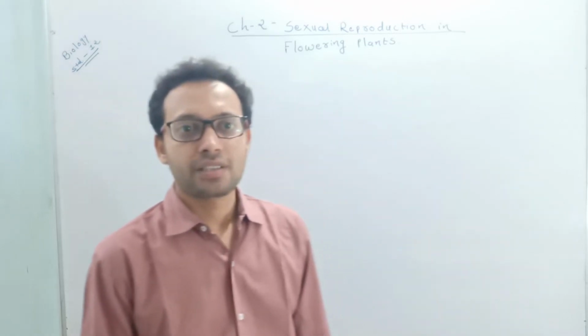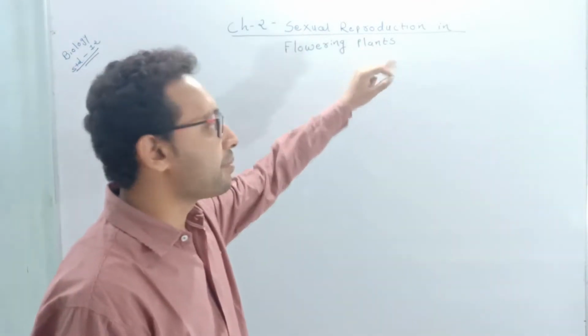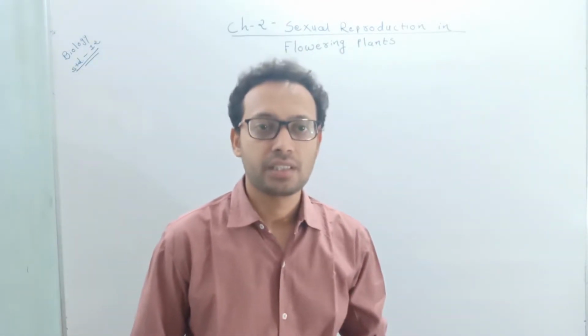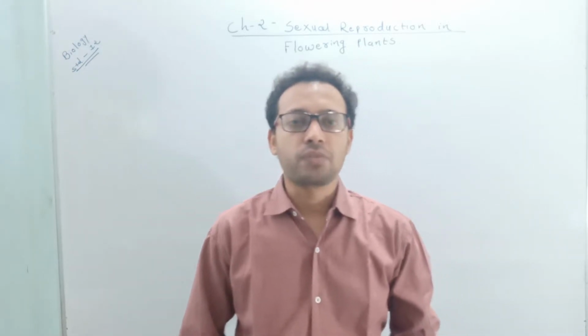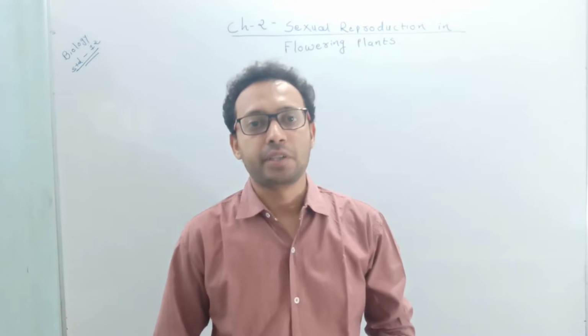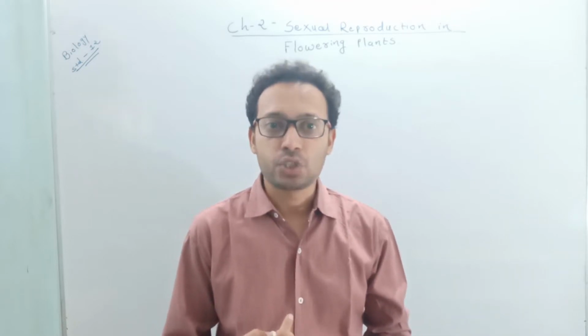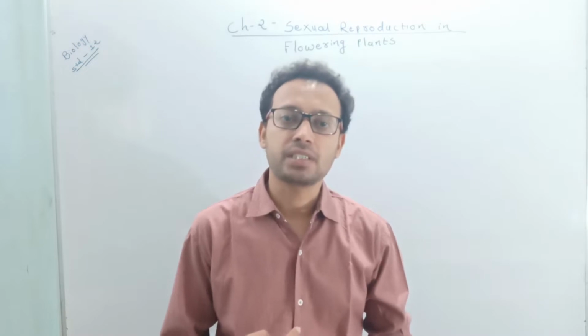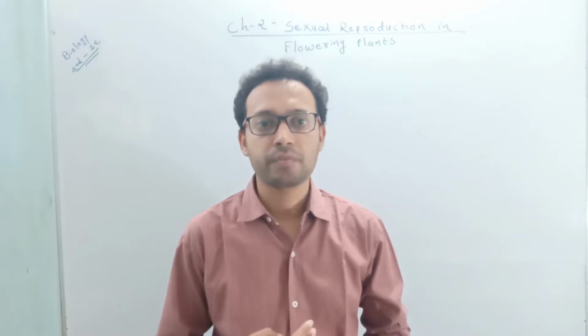Welcome back, friends. We have already started with chapter number 2, sexual reproduction in flowering plants. I just let you know what we have finished till now in chapter number 2. We have finished a reproductive part of an angiosperm, that is a flower. We have discussed the different parts of a flower: calyx, corolla, androecium, gynoecium.